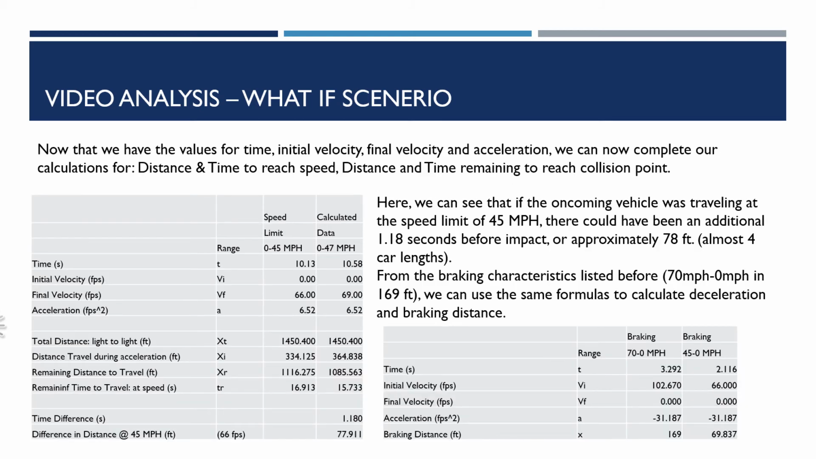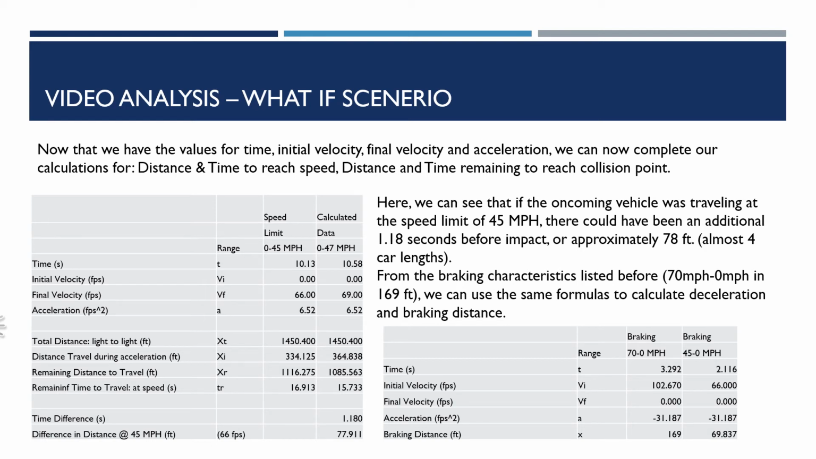Now that we have the values for time, initial velocity, final velocity and acceleration, we can complete our calculations for distance and time to reach speed, and distance and time remaining to reach the collision point. Here, we can see that if the oncoming vehicle was traveling at the speed limit of 45 miles per hour, there could have been an additional 1.18 seconds before impact, or approximately 78 feet, almost 4 car lengths.